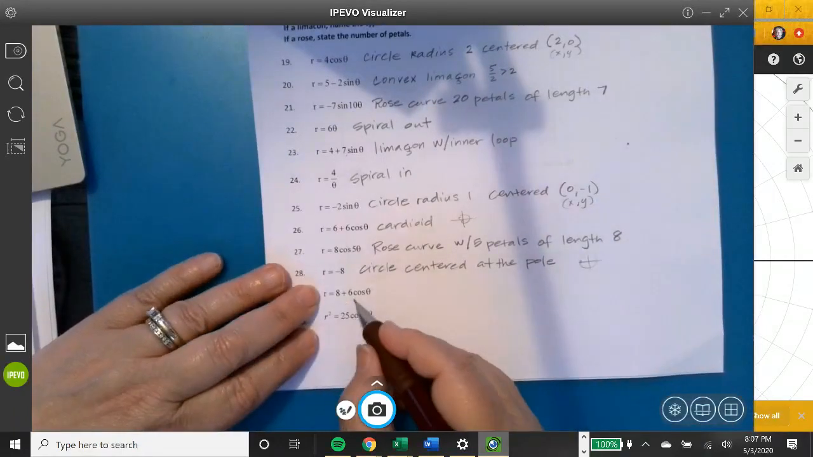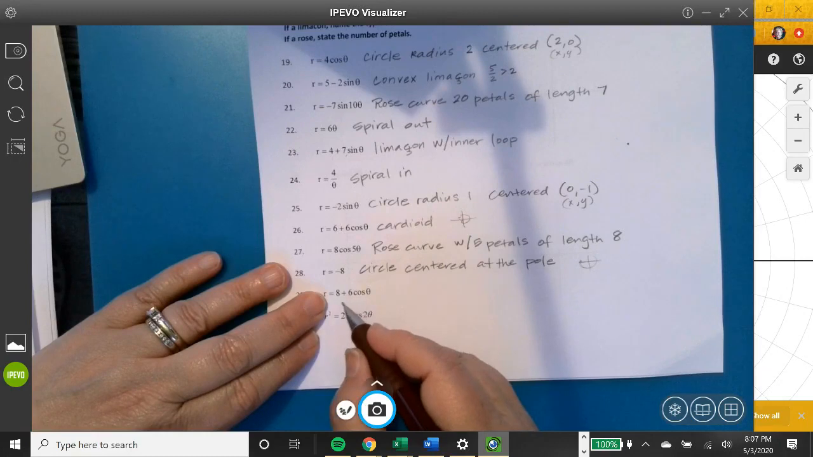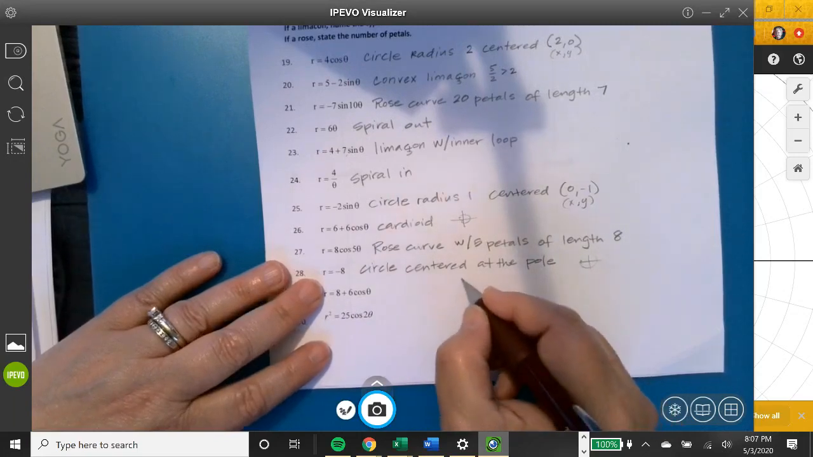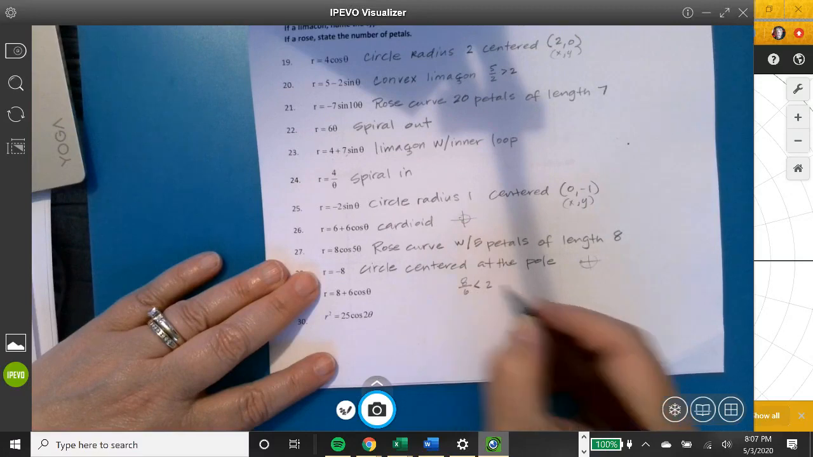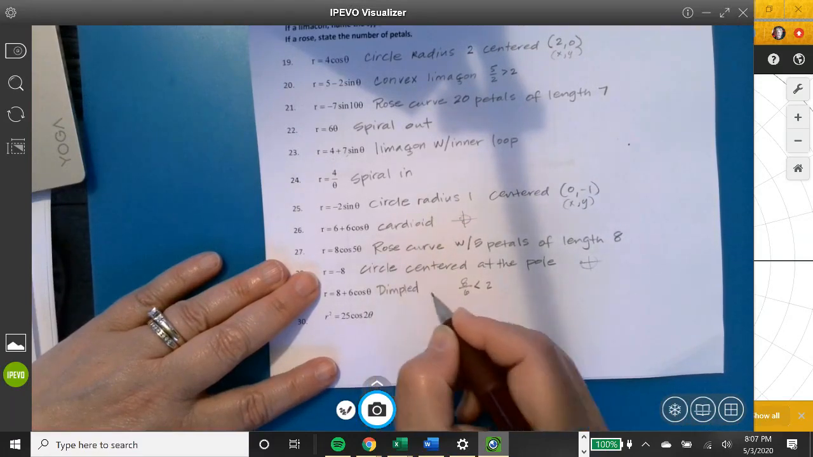All right, 8 plus 6 cosine theta. Well, guess what? This midline is really huge, right? So what's the ratio? It's 8, the midline, over 6. This is less than 2, so this is a dimpled lemniscate.